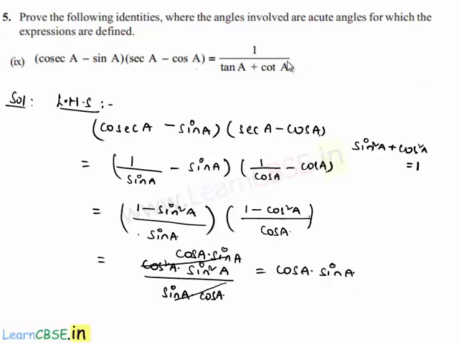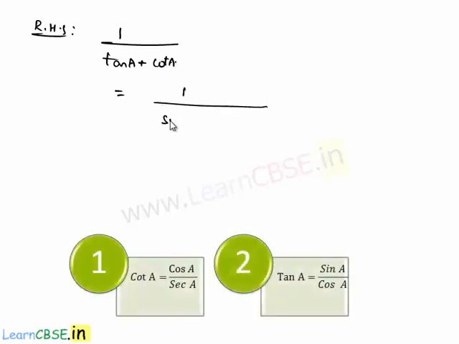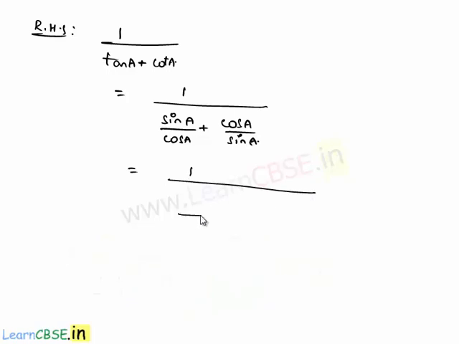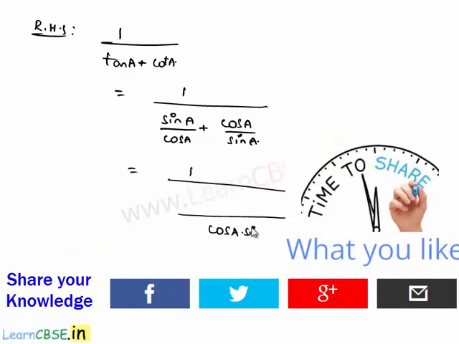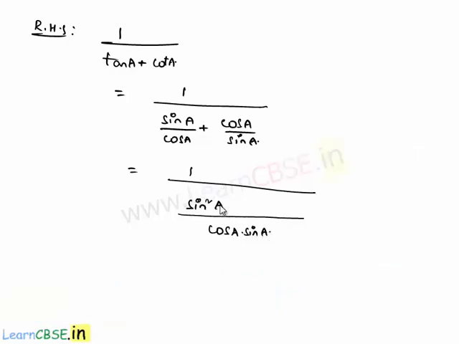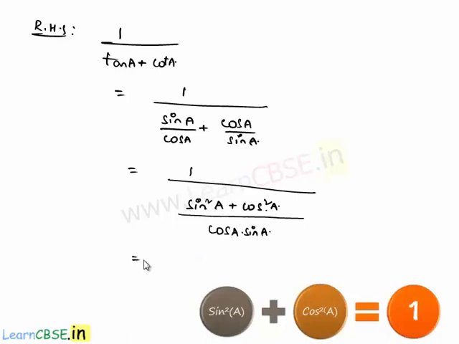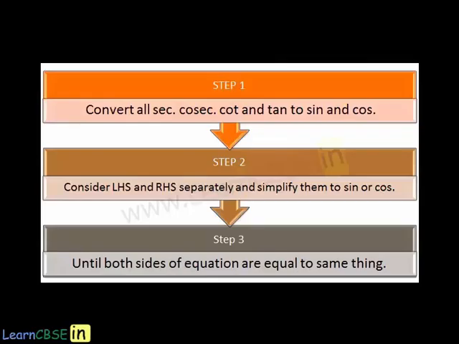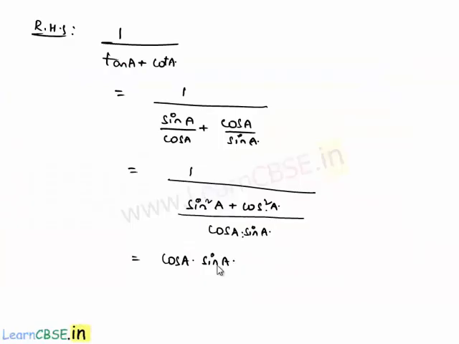Let us also find the simplified form of the right hand side, that is 1 by tan A plus cot A, which is equal to 1 by, tan A can be written as sin A by cos A, plus cot A can be written as cos A by sin A, which is equal to 1 by, let us take LCM as cos A into sin A. Then we get the numerator as sin square A plus cos square A. As we know from the identity that sin square A plus cos square A is equal to 1, and by sending this denominator to the top, it becomes cos A into sin A, which is the simplified form of RHS.